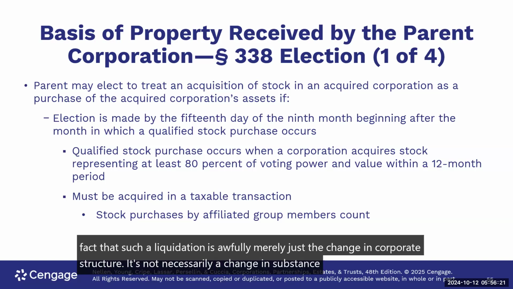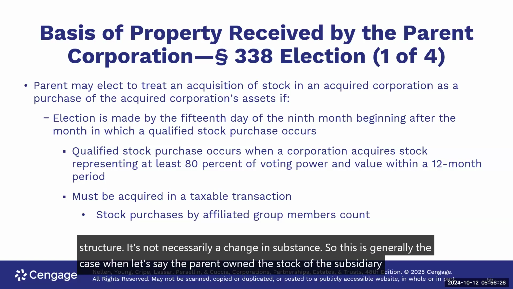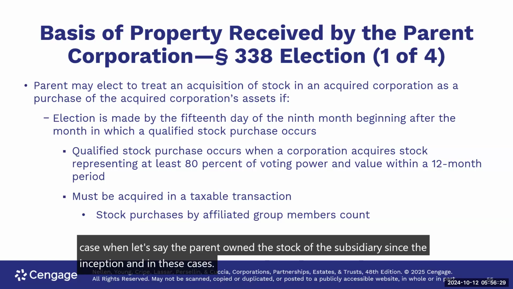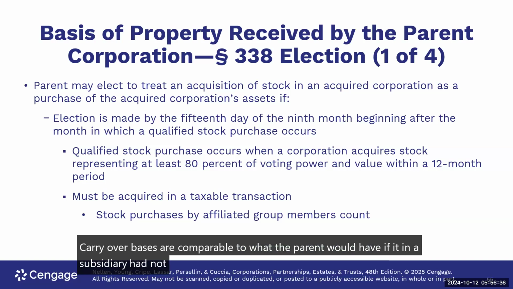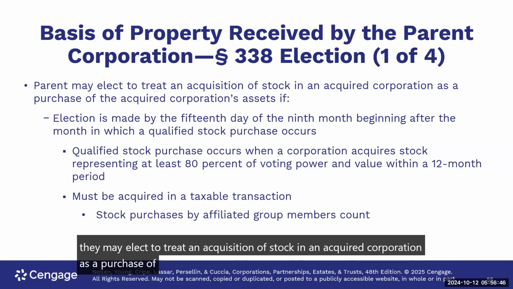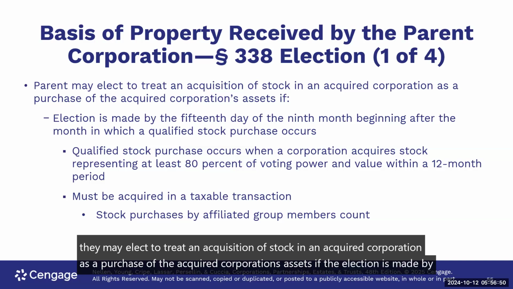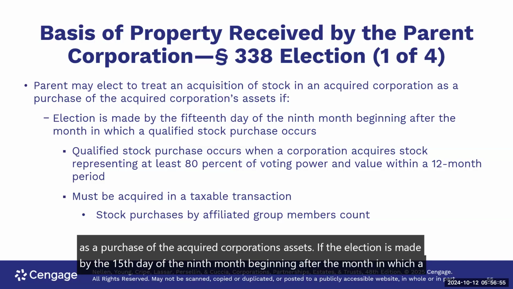This is generally the case when, let's say, the parent owned the stock of the subsidiary since the inception. And in these cases, the carryover bases are comparable to what the parent would have if it and the subsidiary had not originally acquired the assets. So in such a case, the parent may elect to treat an acquisition of stock in an acquired corporation as a purchase of the acquired corporation's assets if the election is made by the 15th day of the 9th month beginning after the month in which a qualified stock purchase occurs.